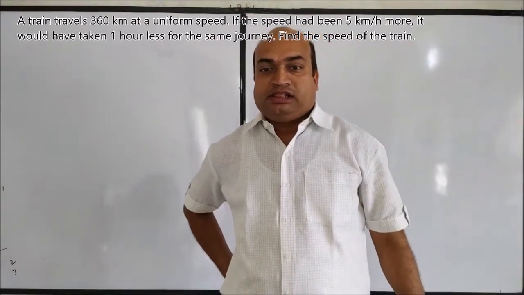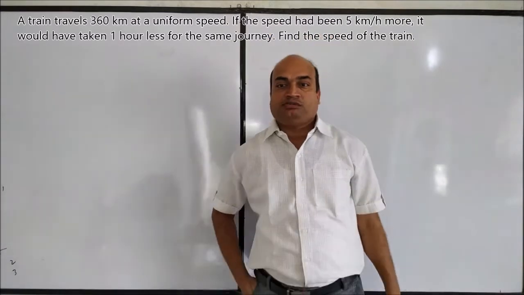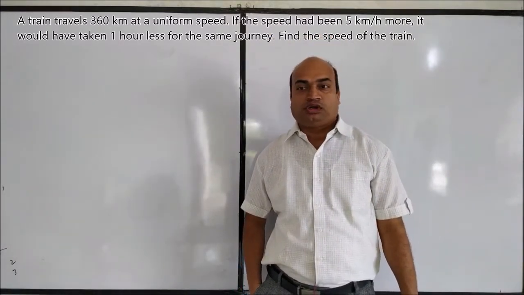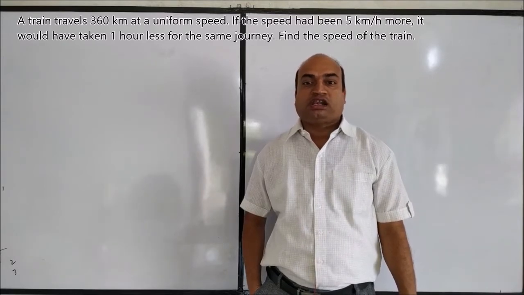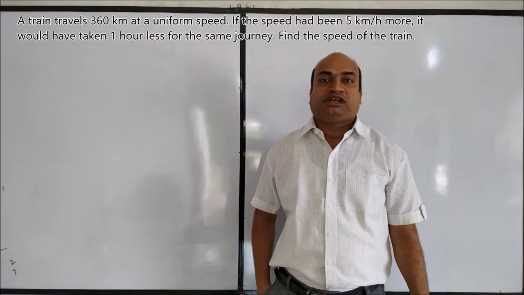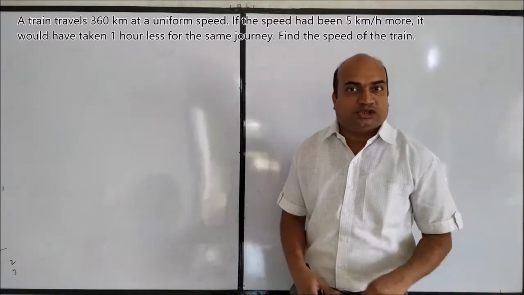A train travels 360 km at uniform speed. If the speed had been 5 km per hour more, it would have taken 1 hour less for the same journey. Find the speed of the train. We will consider the speed of the train as x km per hour.